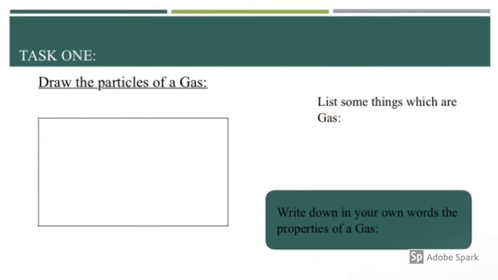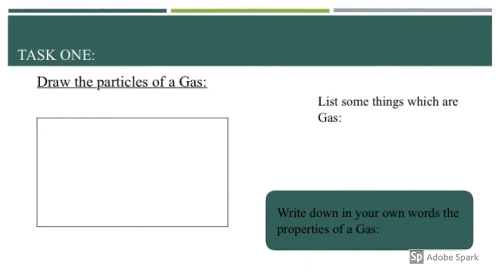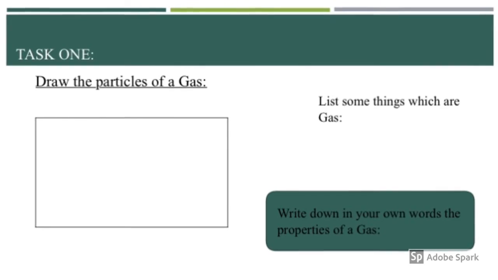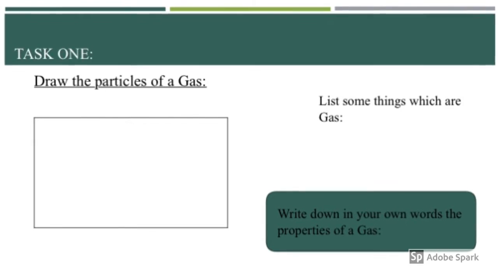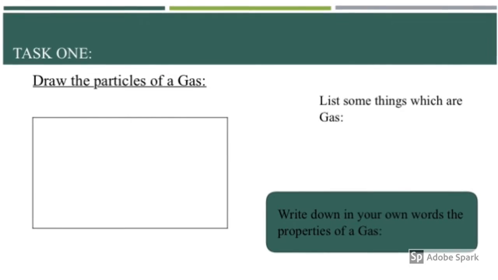In the video, you can see how different gases are used in everyday life for heating, cooking, spraying, scuba diving, flying, swimming, and so on. Your task for today's lesson is to be able to draw the particles of a gas. List some things which are gases and write down in your own words the properties of a gas.